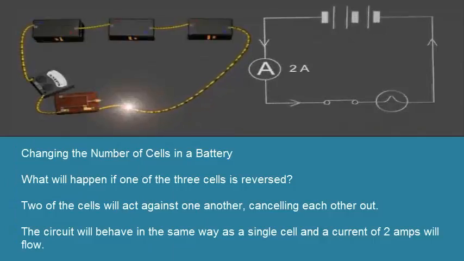What will happen if one of the three cells is reversed? Two of the cells will act against one another, cancelling each other out. The circuit will behave in the same way as a single cell, and a current of 2 amps will flow.